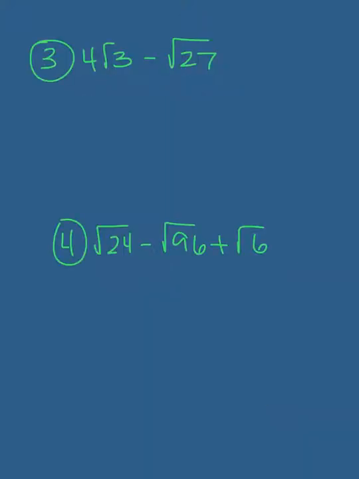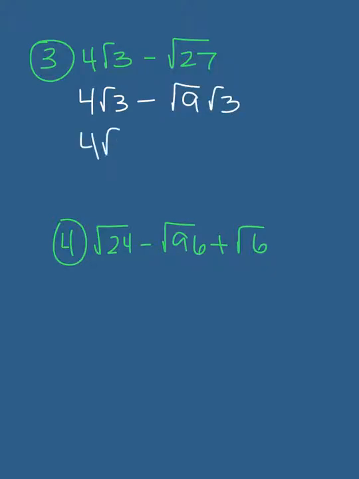Let's look at number 3. So I have 4 root 3 minus the square root of 27. Now 4 root 3 I can't simplify anymore, so I'm just going to rewrite that. Minus, now the square root of 27 does have a perfect square that goes into it, that's 9. So I have the square root of 9 times the square root of 3.